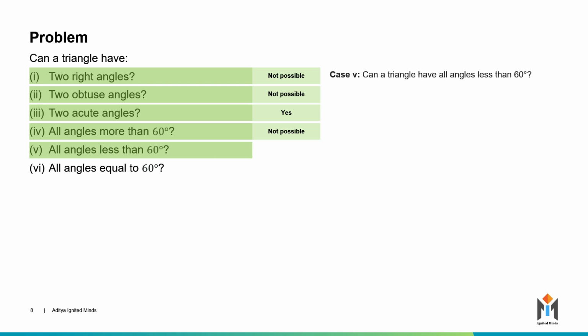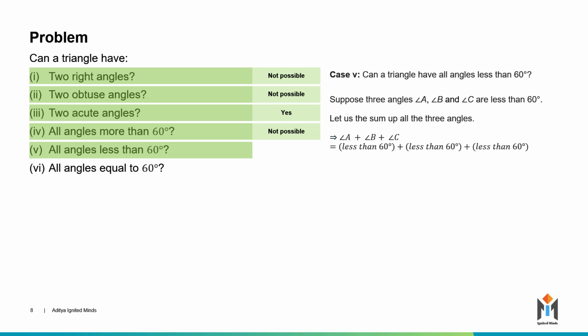Coming to case 5, can a triangle have all the angles less than 60 degrees? Let us look at whether it's possible or not. Let us assume that these three angles A, B, C, each of them is less than 60 degrees. So let us sum up all these three angles. When you sum up A plus B plus C, you are adding less than 60 plus less than 60 plus less than 60. What you end up getting is a value less than 180, because each of them is less than 60.